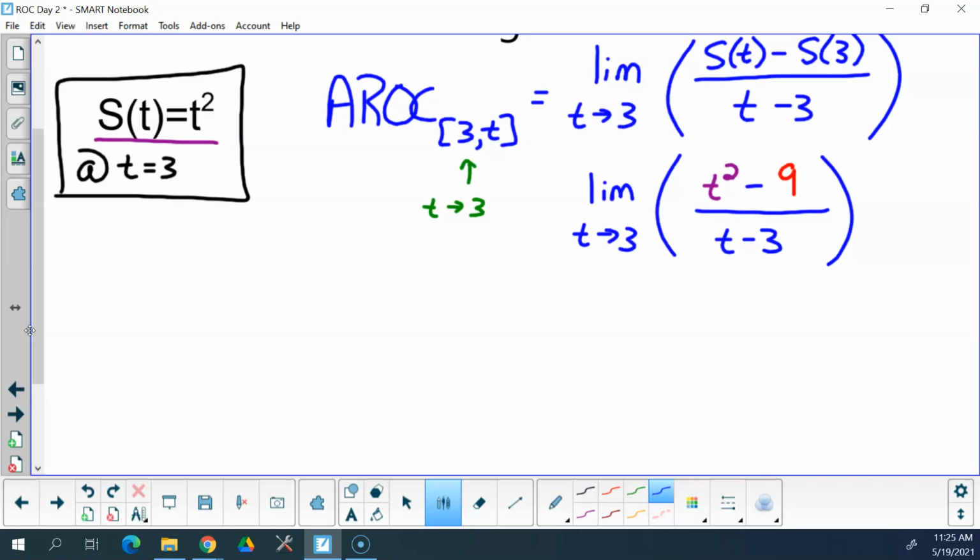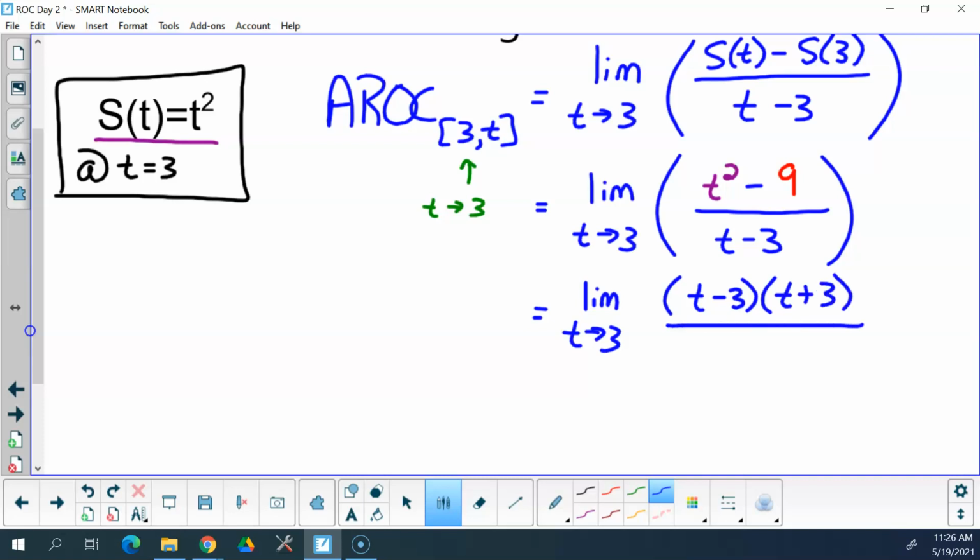What can we do algebraically? What can we factor? So the top of this algebraically factors to be t minus 3 and t plus 3. Now what can I do algebraically? Cross out. Now the t minus 3 is crossed out because now I've got them in factored form.